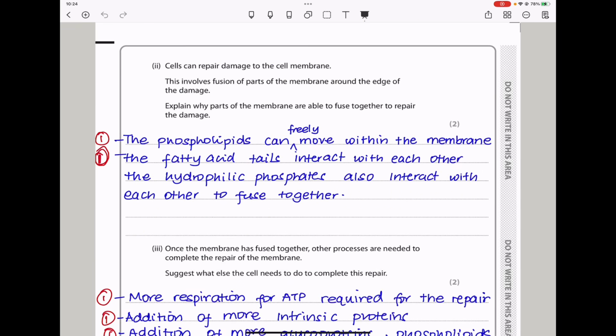Moving on. Cells can repair damage to the cell membrane. This involves fusion of parts of the cell membrane around the edge of the damage. Explain why parts of the membrane are able to fuse together to repair the damage. This is mainly because the phospholipids can freely move and they will interact with each other, meaning the hydrophilic heads will interact with each other and the hydrophobic tails will interact with each other, causing the fusion around the damage. So I said the phospholipids can freely move within the membrane, and the fatty acid tails interact with each other. The hydrophilic phosphates also interact with each other to fuse together.